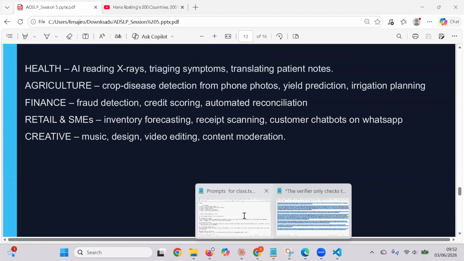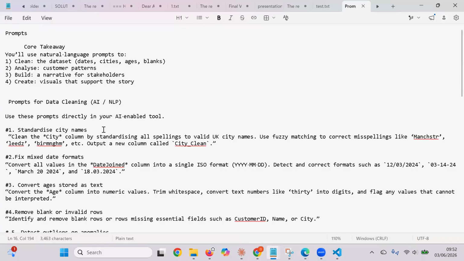Like I said, I have already done this. We have provided all of this, which is the core takeaway prompt. The first part is that we are going to clean the data. The second part is customer pattern, which is the analysis. Then we'll build a narrative for stakeholders. Then we will close it up by creating visuals that support the story we want to tell our stakeholders. Are you with me? If you are, let's go ahead and start.